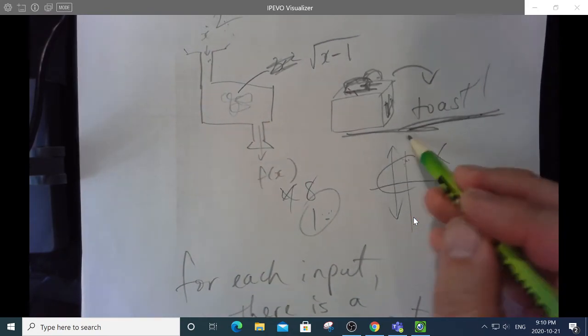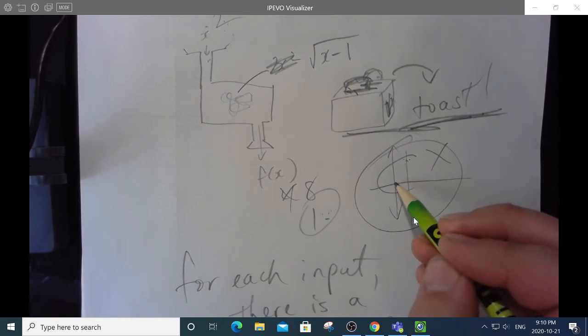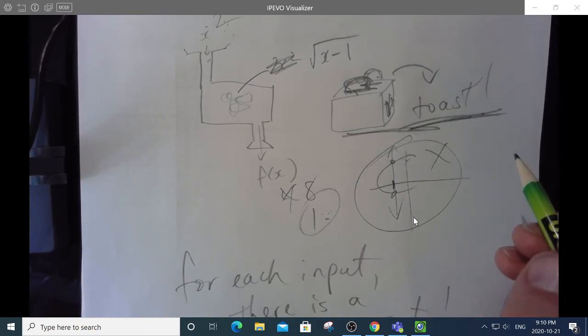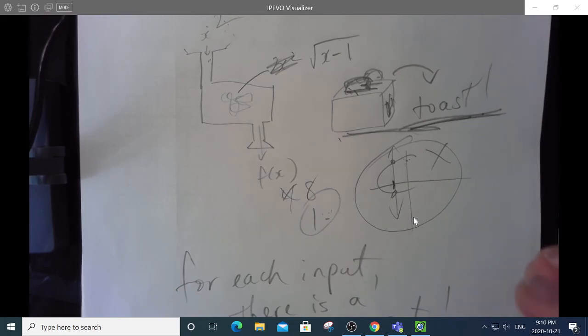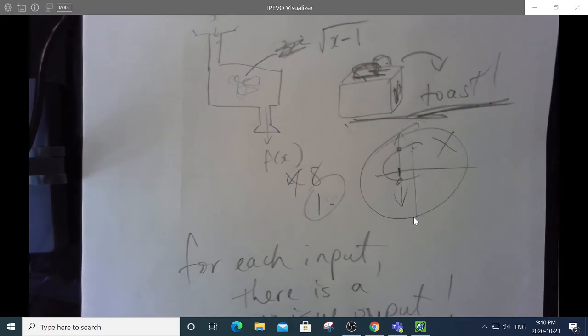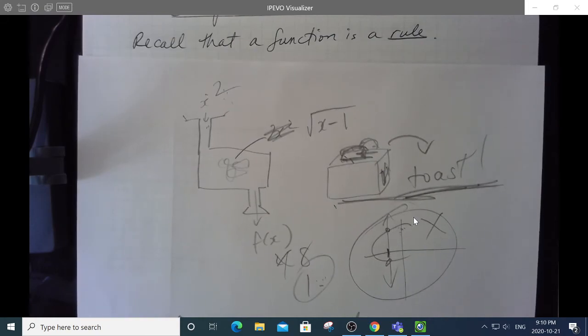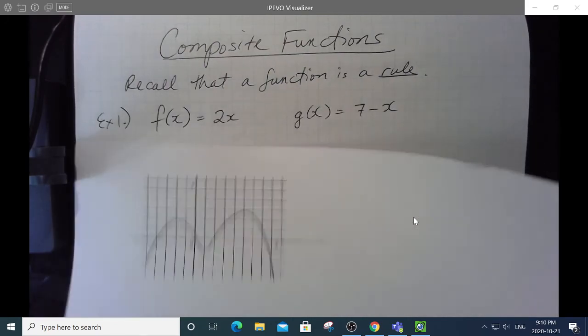So that's really what the vertical line test was all about. It was a shortcut way of making sure that when I plug in an x value, there aren't two possible things that can come out of the function. Machines don't work that way, toasters don't work that way, functions don't work that way. Now that we've refreshed that idea, we're going to talk about composite functions, which means what happens when we put functions inside of functions, which sounds bizarre, but it's actually pretty cool.